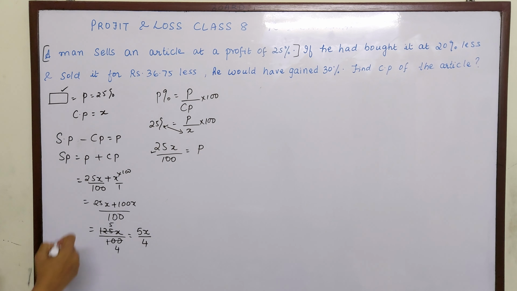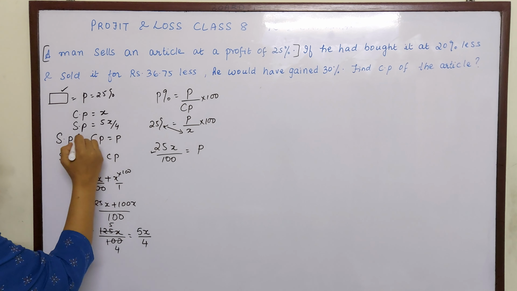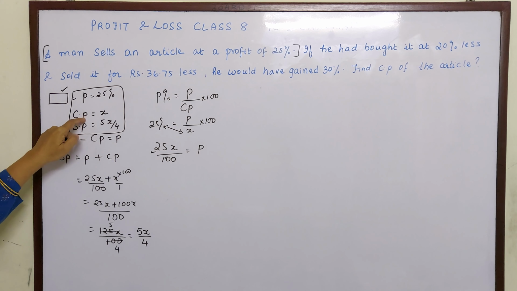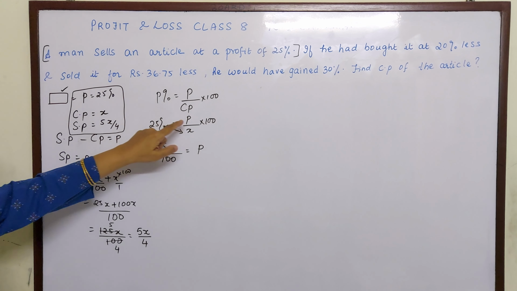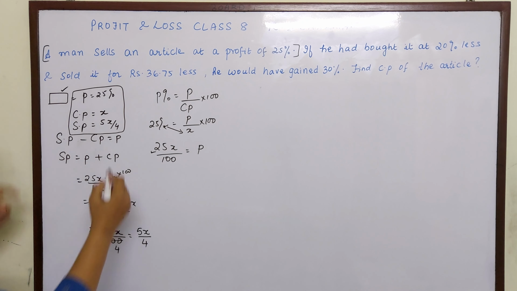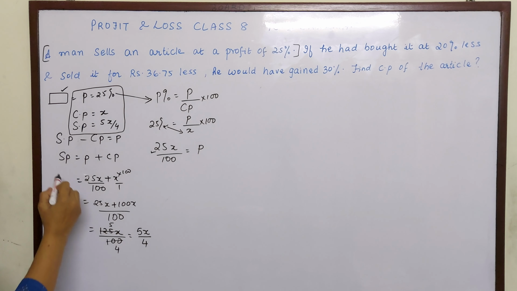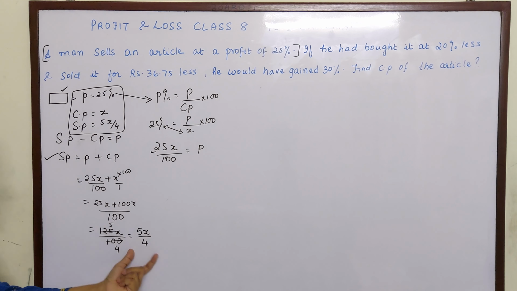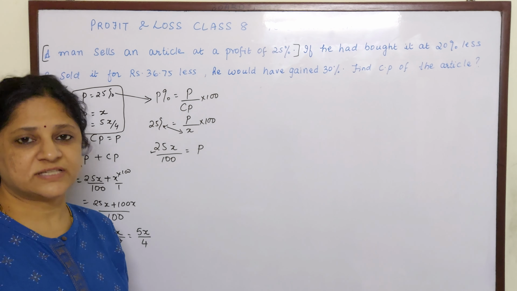So now I have got three things out of the first sentence. What did I do, children? First, profit percentage was given and I assumed cost price to be X. Taking cost price as X, I found out selling price. How? First I found out what is profit. With the help of profit percentage, I found out profit, and once I got the profit, I used the formula selling price is equal to profit plus CP, and I got 5x by 4. So this is what I did by reading only the first sentence.